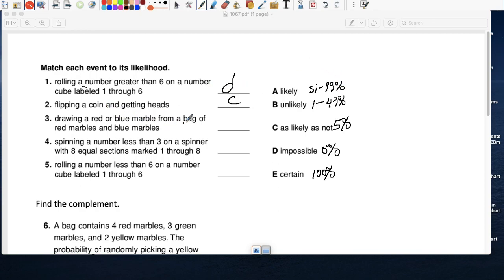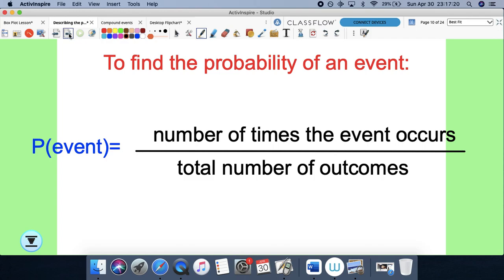Drawing a red or blue marble from a bag of red marbles and blue marbles. So that is definitely certain. Spinning a number less than 3 on a spinner with 8 equal sections marked 1 through 8. So that would be unlikely. And rolling a number less than 6 on a number cube labeled 1 through 6. And that's going to be likely. Okay.